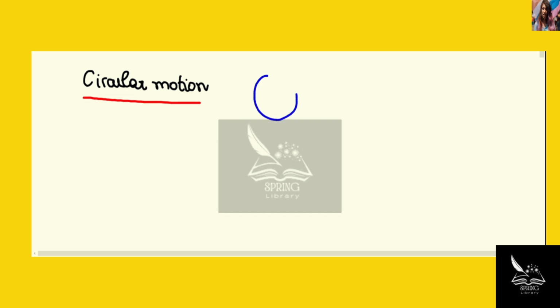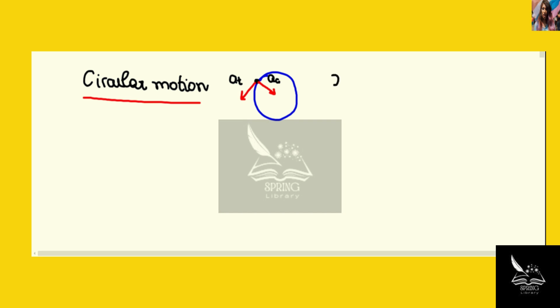So consider that we have a particle that's undergoing circular motion, and we have that its acceleration can be decomposed into two components. One of them is a centripetal component that points to the center of rotation, and the other one is a tangential component.